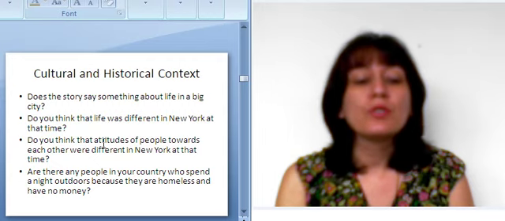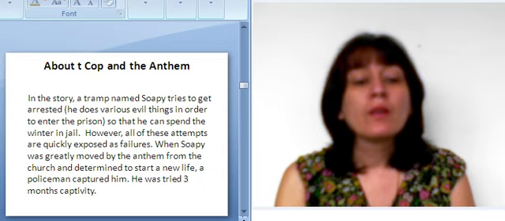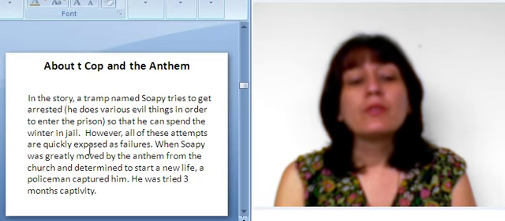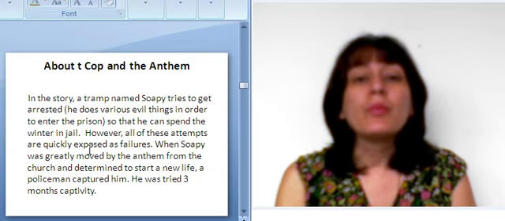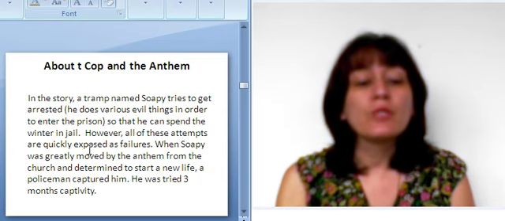Now, about the story itself, The Cop and the Anthem. In this story, a tramp named Soapy tries to get arrested. He does various evil things in order to enter the prison, so that he can spend the winter in jail. However, all of these attempts are quickly exposed as failures. When Soapy was greatly moved by the anthem from the church and determined to start a new life, a policeman captured him. He was sentenced to 3 months of captivity.